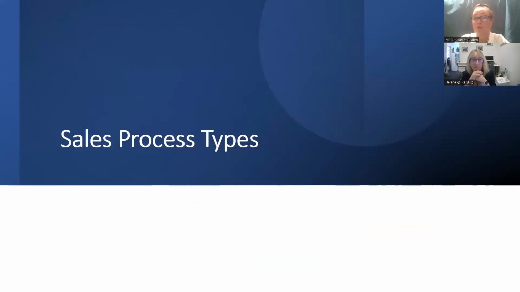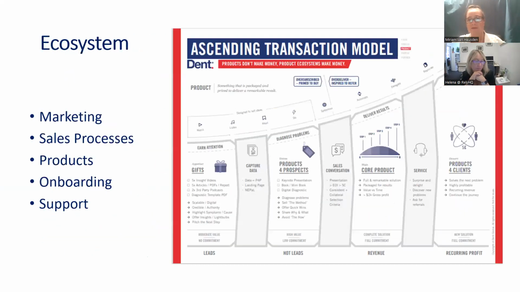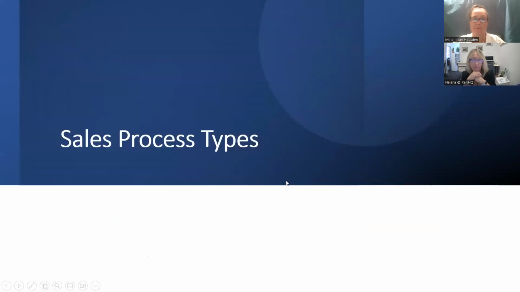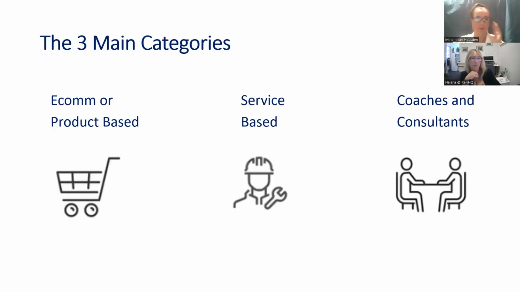This is different to our products. This is, if we look at that first, I'll go back to that one here. The sales processes are what goes in between, how we link one to the next one. All right, so sales processes, there are three main categories of sales process. So we have an e-commerce or a product-based sales process. We have a service-based process, or we have a coaching or consulting.